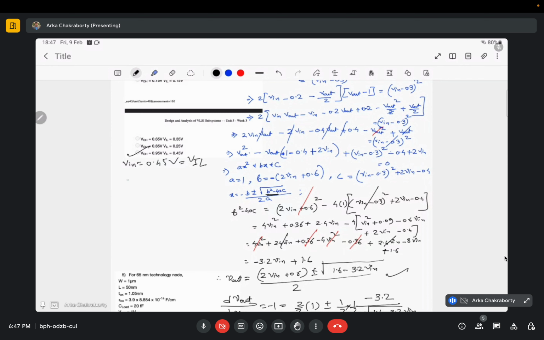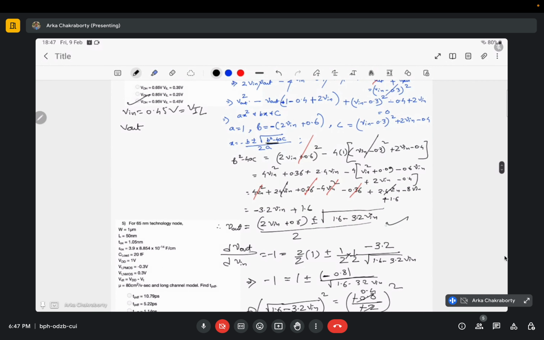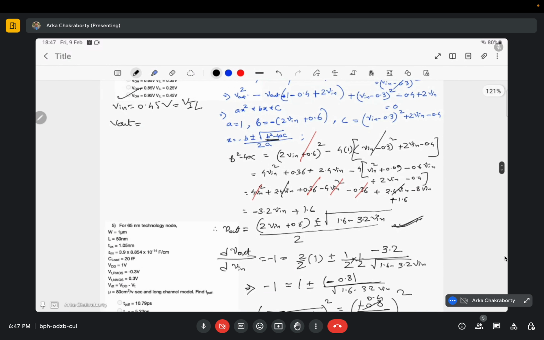And let us also check the V output. So V output we can find from this equation: 2 into V input, V input is 0.45, so 2 into 0.45 is 0.9, plus minus root under 1.6 minus 3.2 into 0.45. So let me check how much it is. It will come 1.5 plus minus, 1.6 minus 3.2 into 0.45 is 0.16, root under 0.16 divided by 2.